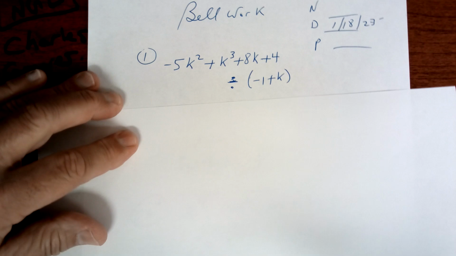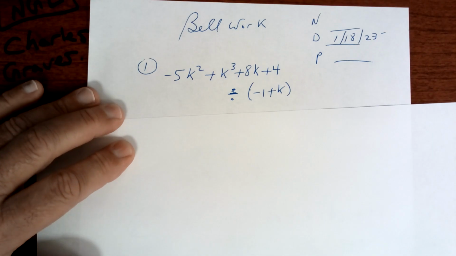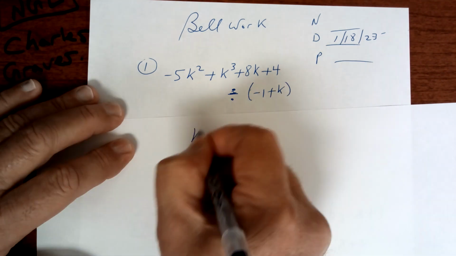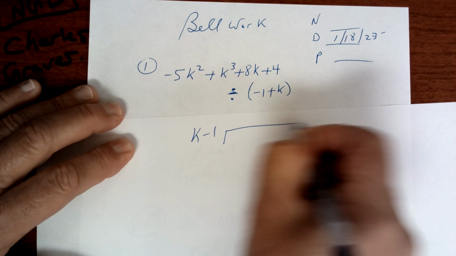We're going to turn our attention now to my last period of the day. And to do that, we're going to work this problem right here. Okay, so we're going to do long division. Well, to do long division, you're going to switch this up. So you're going to say k minus 1, and then you're going to divide it into -5.